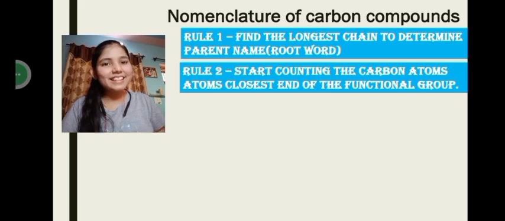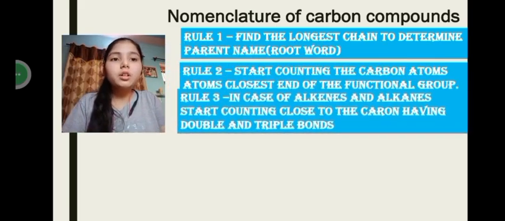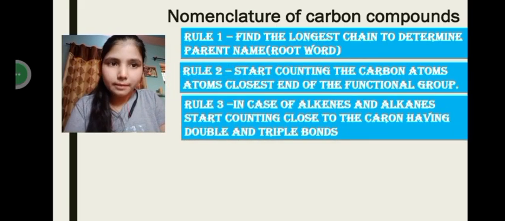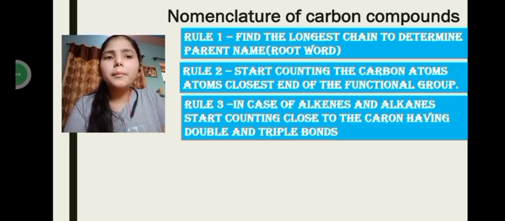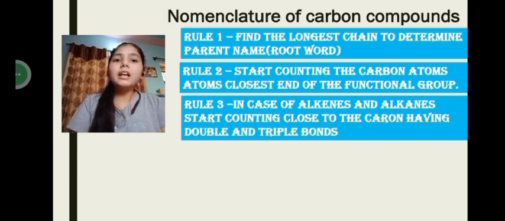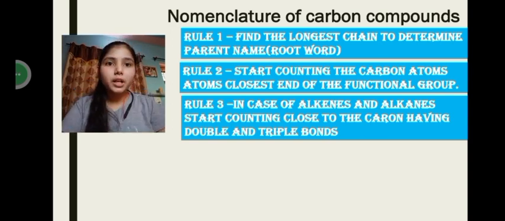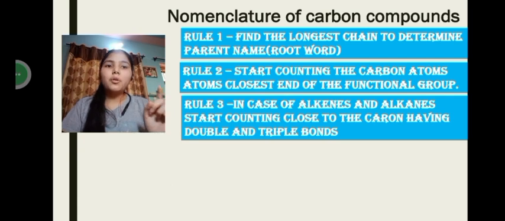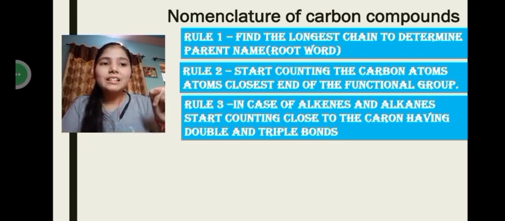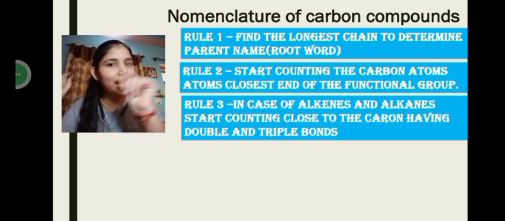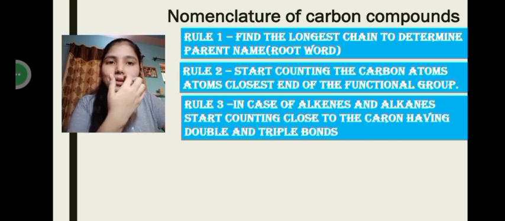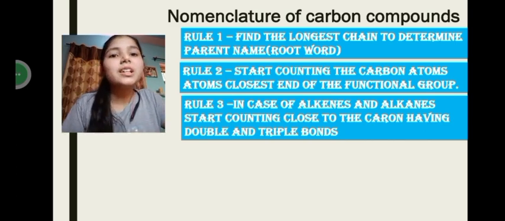Okay, so easy, right? Let's come to the third rule. Rule 3 says: in case of alkenes and alkynes, start counting close to the carbon having double and triple bonds. Unsaturated compounds are alkenes and alkynes. There is an error on my slide: there is no alkanes here, it's alkynes. So I will make sure next time there is no error in my slides, sorry for that.